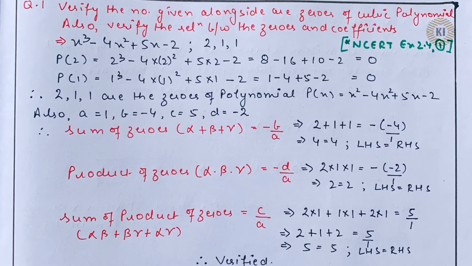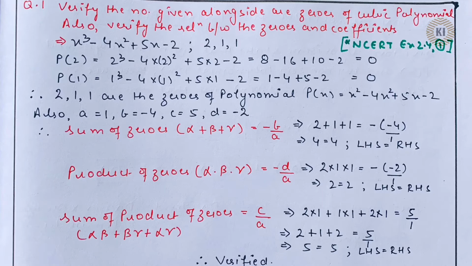Now the third one, a new combination which we have studied for the cubic polynomial, sum of products of zeros, that means alpha beta plus beta gamma plus alpha gamma. This is equal to c by a. So on the left hand side I will add and multiply in the order as I have written. That means 2 into 1, then plus 1 into 1, plus 2 into 1. That means making combinations of 2, multiplying and then adding. And on the right hand side, from the formula, c by a. So as you can see, in both cases I am getting 5, as left hand side and right hand side, both are 5.